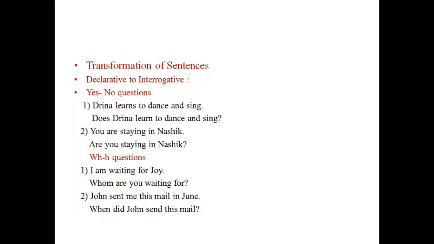This begins with does and ends with an interrogative mark. So definitely this is an interrogative sentence. It is making an inquiry, it is asking a question. So Drina learns to dance and sing is a declarative sentence, and does Drina learn to dance and sing is an interrogative sentence. Let us see the second example.